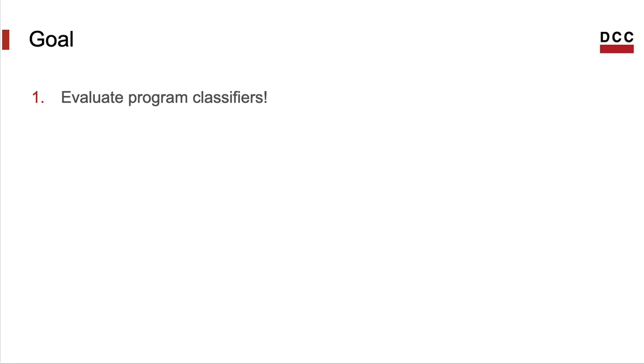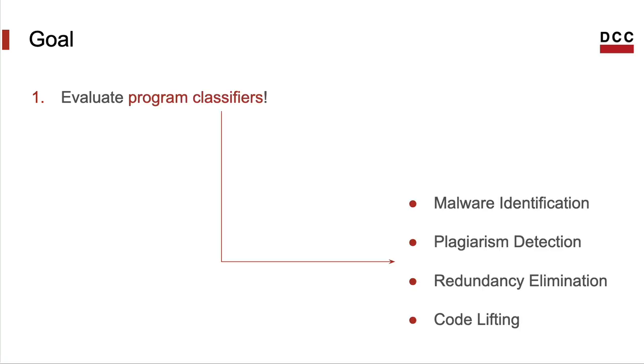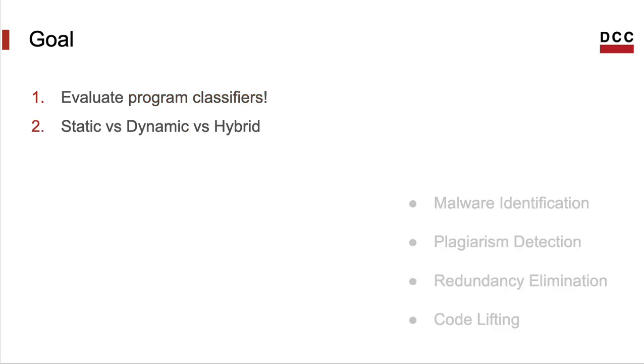The goal of this project is to evaluate program classifiers, which are tools that take in a program and then determine which task the program solves. Program classification is useful because that's a building block of many applications, mostly in software security. So program classification is at the center of tasks such as malware identification, plagiarism detection, redundancy elimination, and code lifting, to name a few.